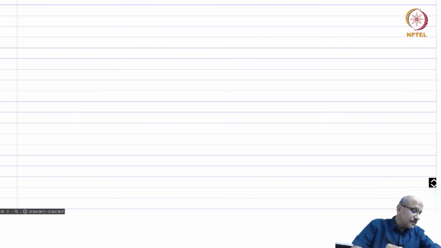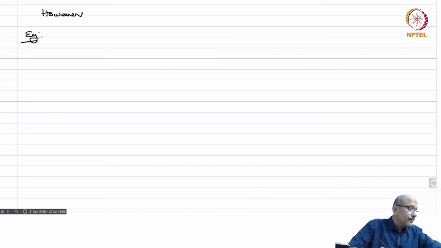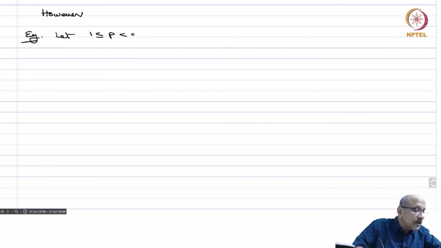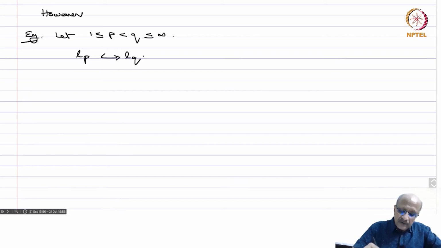However, example again, let 1 less than or equal to p less than q less than or equal to infinity. Then little lp is continuously embedded in little lq. So you do have the reverse inclusion in the little lp case alone.